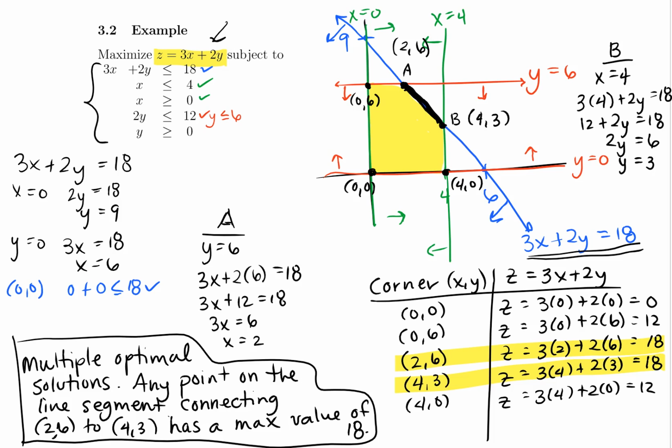Any point on the segment that connects those 2 corners is an optimal solution, and that value of the optimal solution is 18. So the maximum value of this objective function is 18.